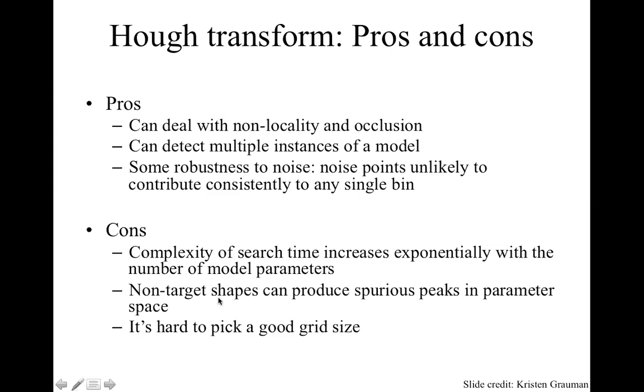Of course, non-target shapes can produce some peaks in parameter space. If you have an image with a textured region, in that region you can basically fit every hypothesis. You can fit a triangle, a line, or a circle, because you have many noisy edge points in the textured area that will cast votes, and this will basically lead to false positives for your Hough transform.